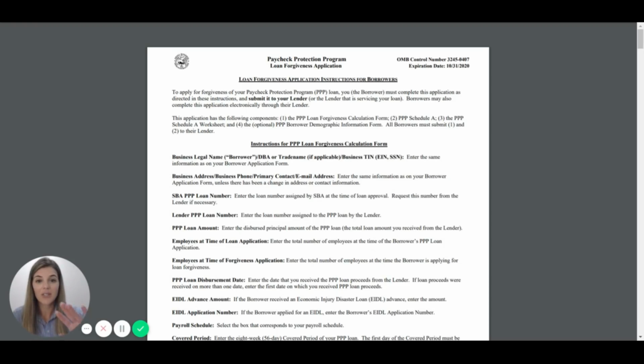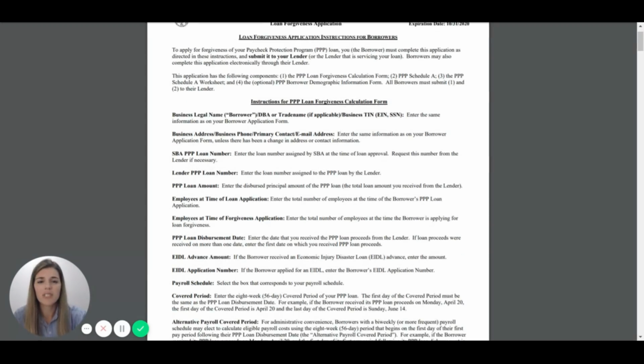All right, so here's the loan forgiveness application. You can find this directly on the SBA's website, also on the U.S. Treasury website, and we're just going to talk through it. So, the beginning part is really just giving you some definitions. So if there's anything that you're unclear about in the first part of the application, this is specifically listed.